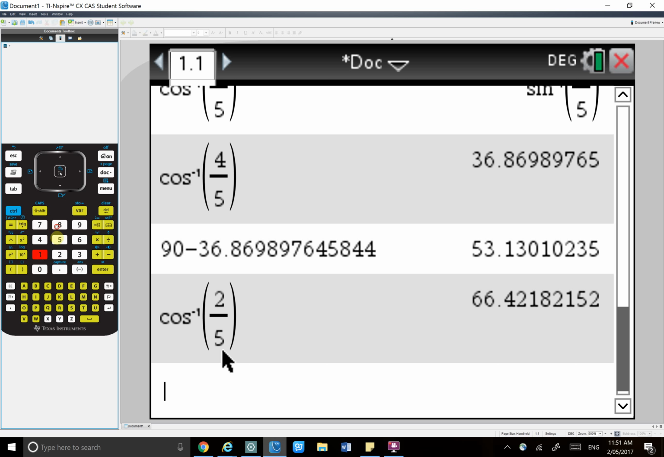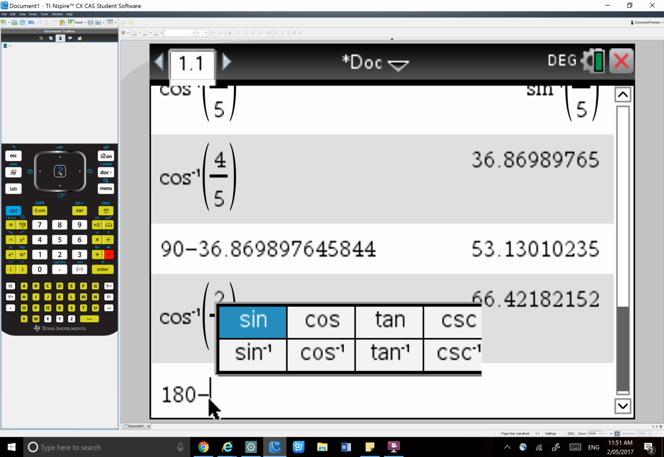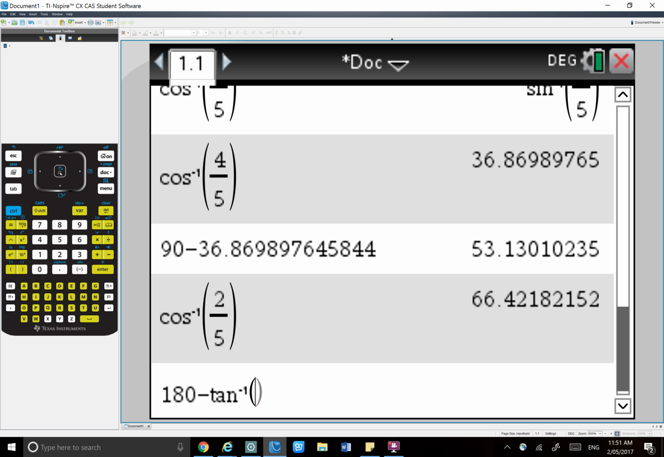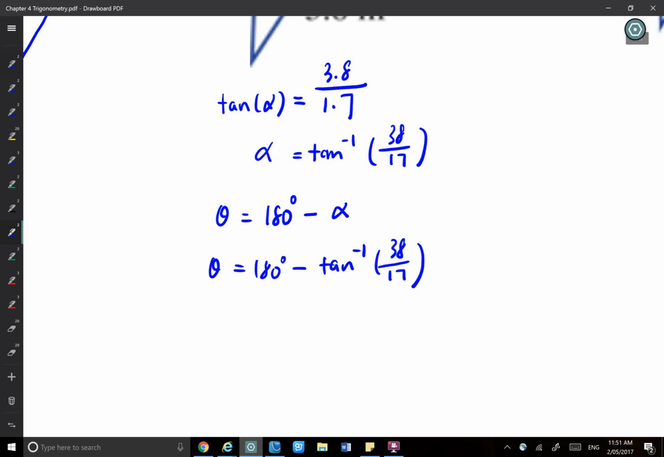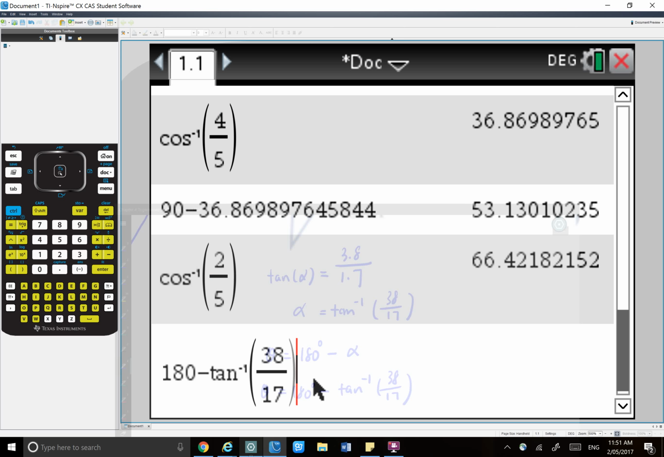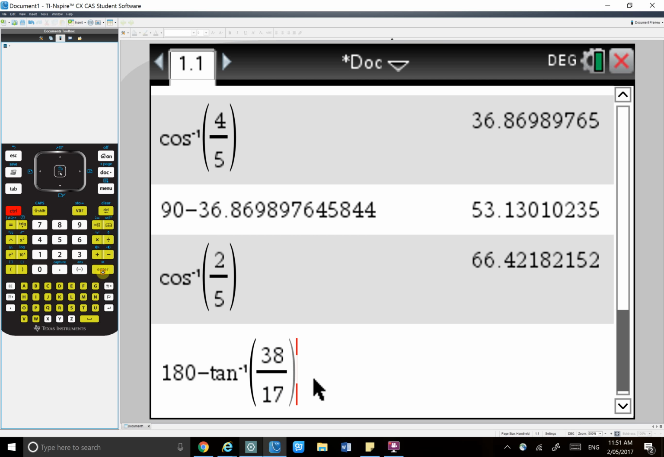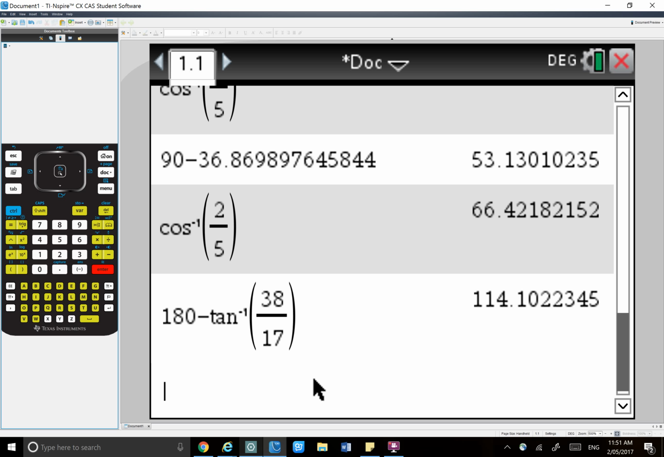So I'll have 180 subtract tangent inverse 38 over 17. I type that in, that's theta, and I press Control and Enter. That gives me 114.1. Okay, 114.1 degrees.